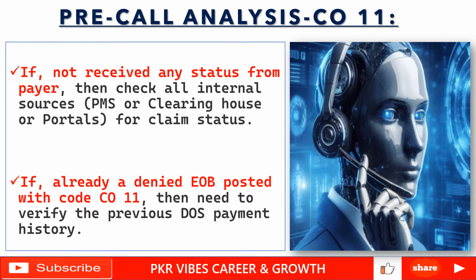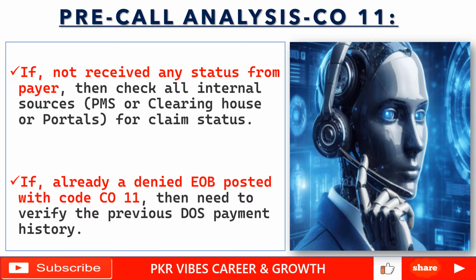For CO11 denial, it is telling that the diagnosis code and the procedure code are mismatched together. So what kind of pre-call analysis is required? The first point is, if you have not received any status from the insurance, then check all internal sources like the practice management system, nothing but your doctor's software, and clearing houses, nothing but your doctor's internal clearing house. Electronic claims are submitted through this entity or software, the clearing house. And also, if you have access to the insurance portal, please check the portal for the claim status.